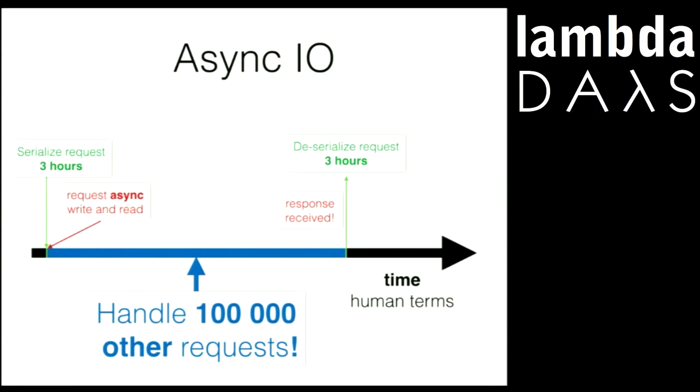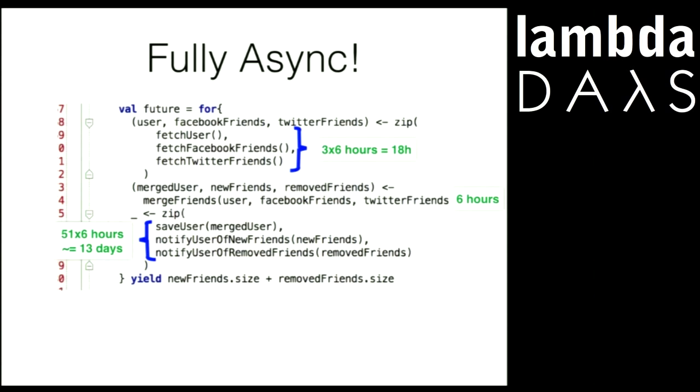So that is so significant. Let's have a look at our function. Let's assume that we are using asynchronous I/O. So the first 3 requests would take roughly 3 multiplied by 6 hours. We're still talking in human terms. So that's 18 hours. The bottom section will be around 13 days. The way I've calculated it is I assume that there will be like 25 new friends and 25 removed friends. Obviously, it's maybe not a very realistic scenario, but let's stick to this. So that in total gives us 14 days.